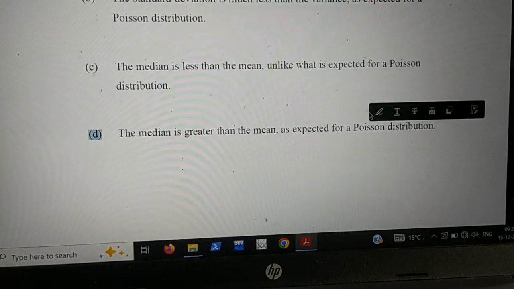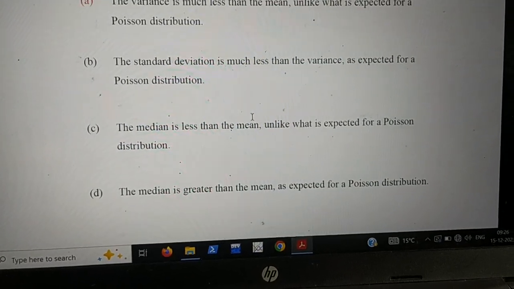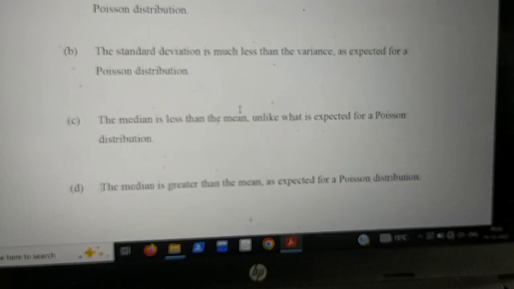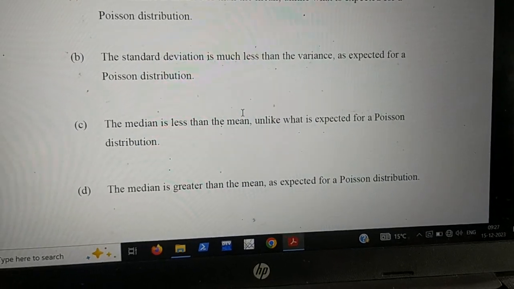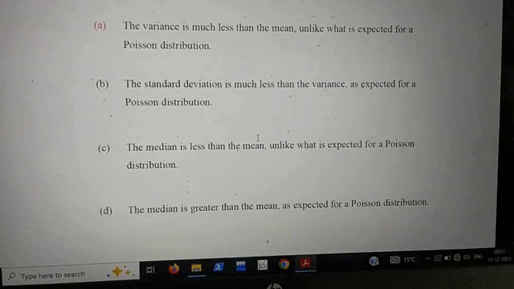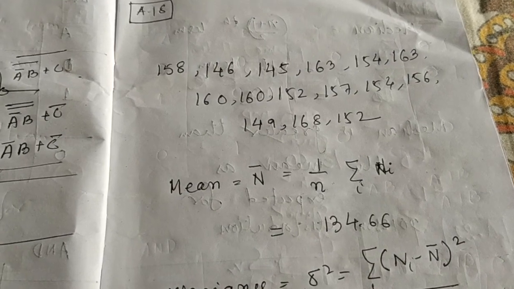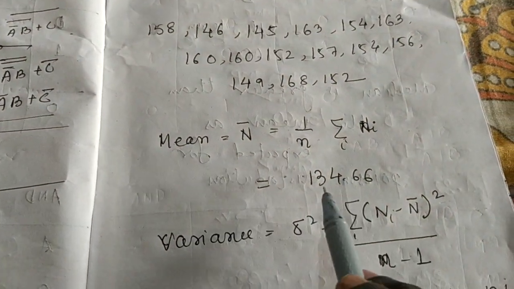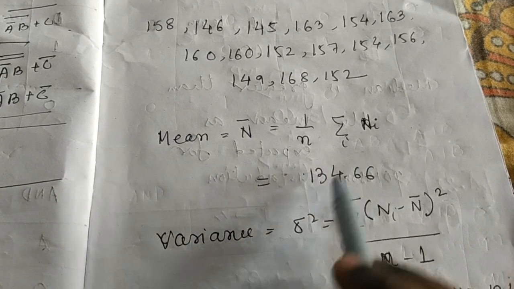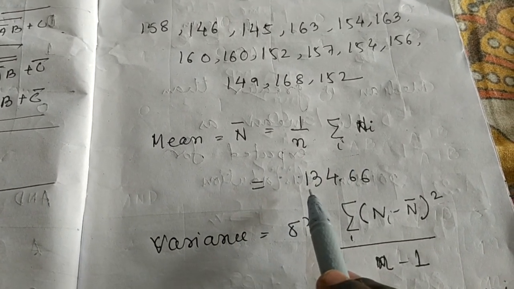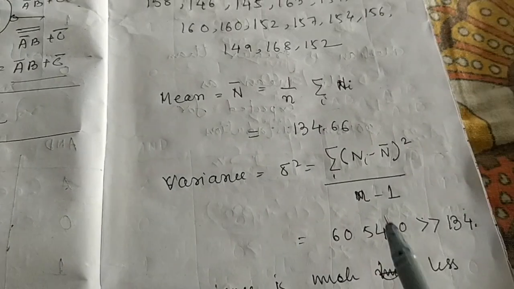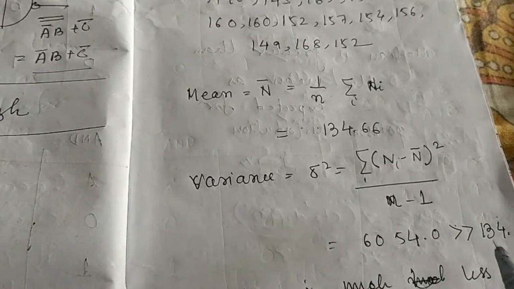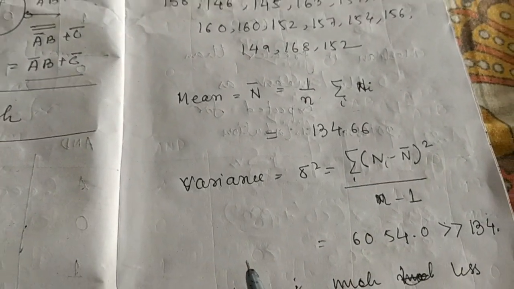Now calculate the variance, mean, standard deviation and median of the given distribution, and then we can draw the conclusion. So let's calculate first. This is the counts we are given. This is the mean; we calculate 113. This is the formula for the mean, you know that. And this is the mean, and the variance we calculate is 6,000. This is much less than 134. So option A is right.